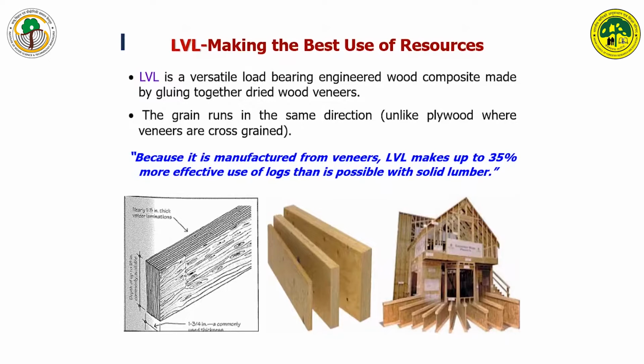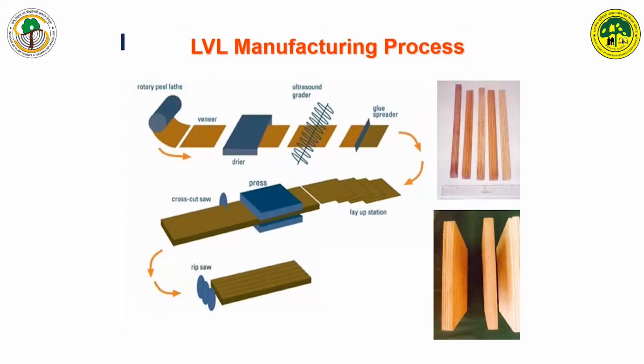And LVL can be of thicker size, like 2 inch or more, depending upon the requirement. Because it is manufactured from veneers, LVL makes up to 35% more effective usage of a log than is possible with solid lumber. We have to convert a log into veneers, and then those veneers can be graded. They can be dried, and in this manufacturing process the veneers are graded. Good quality veneers can be assembled together, and a better quality product can be produced from that.